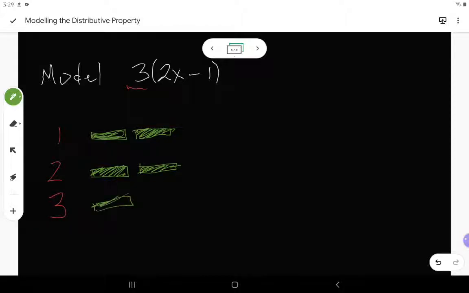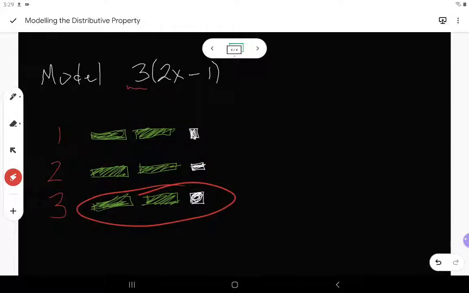Okay. And once I've got my 2 X's in each group, I'm now going to say I need negative 1 in each group. So I got to put in a white square into each group here. All right. So 3 groups. Each group has 2 X's and a negative 1, right? 2 X's and a negative 1.